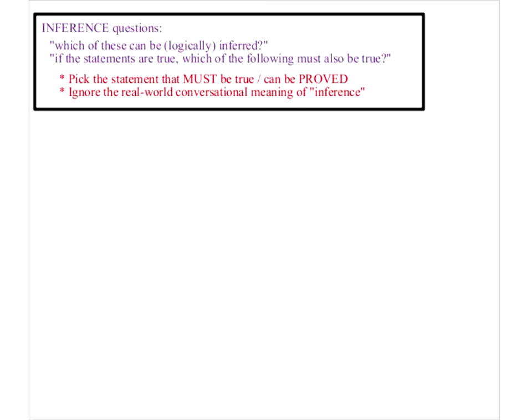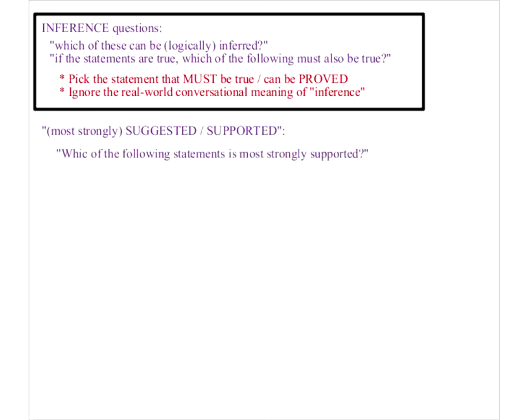New question type. Again, we're not going to see examples of it here, but I'll give you a start. Suggested or supported. It might say strongly, it might not. It doesn't really matter. It's really the same type of thing. If they give you a question that asks for what is most strongly suggested or supported, like which of the following statements is most strongly supported, or the statements of the passage suggest which of the following.